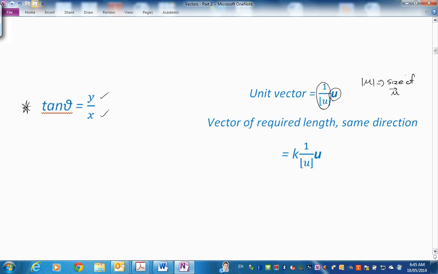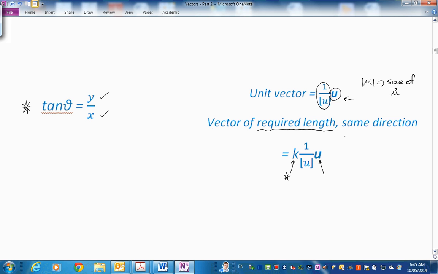So once we've got that, this captures the direction of u without any funny magnitudes, like 3, 4, 2.8 or whatever. It creates a unit vector. Then if we want a required length vector, you multiply it by the required length, a scalar lot of that. That multiplies it up to any length you want, still capturing the direction of that vector. So that could be handy.